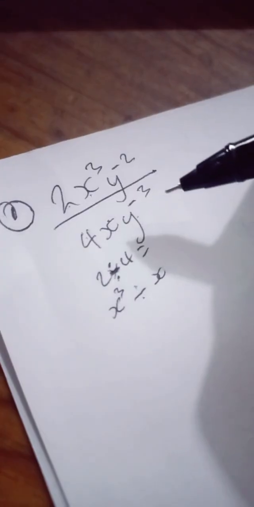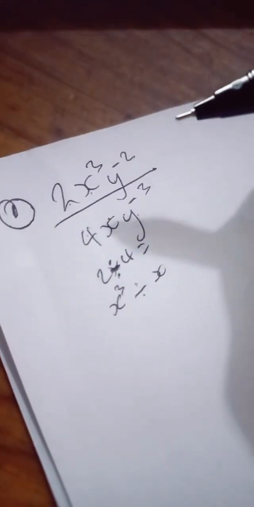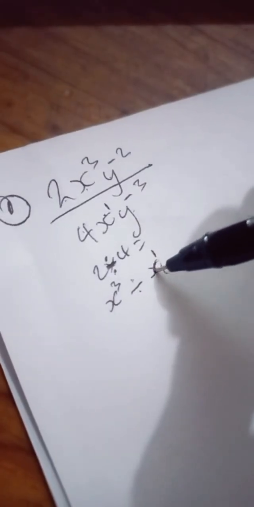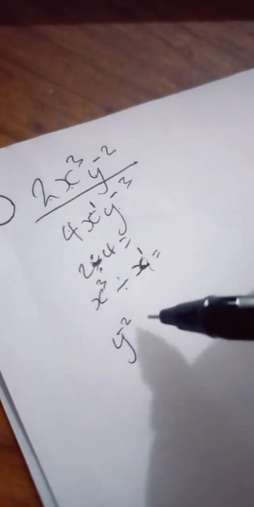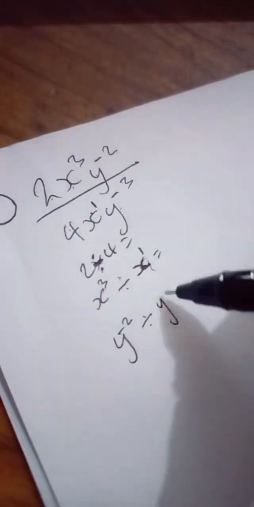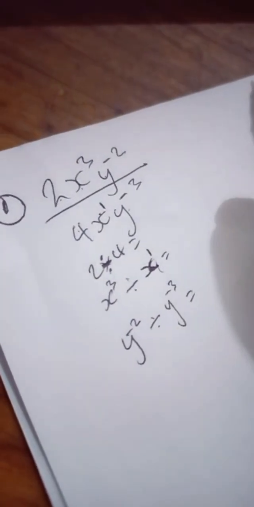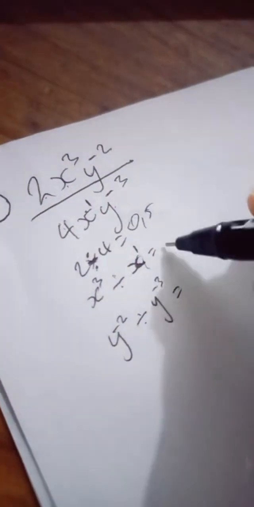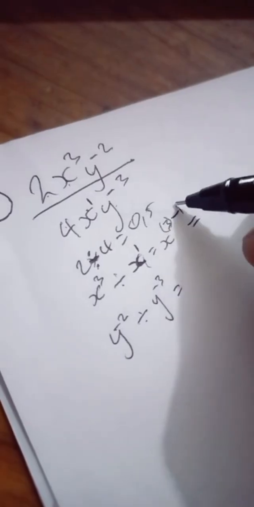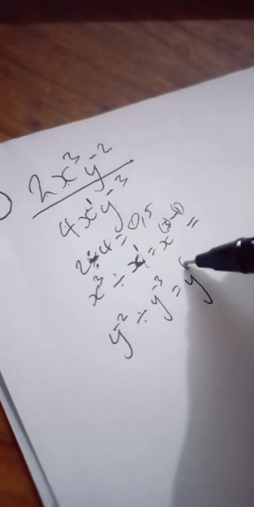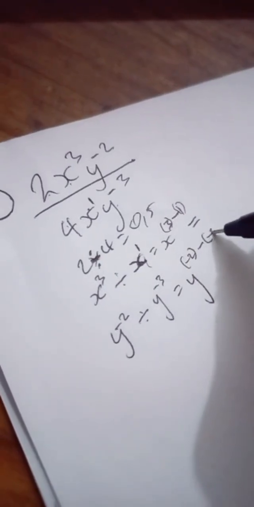Remember, I said a variable which is standing alone is always to the power of 1. So it's going to be x to the power of 1, y to the power negative 2 divided by y to the power of negative 3. 2 divided by 4, 0.5. X to the power 3 minus 1. Remember to put these guys in brackets so that you don't get confused. Y to the power of negative 2 minus negative 3.